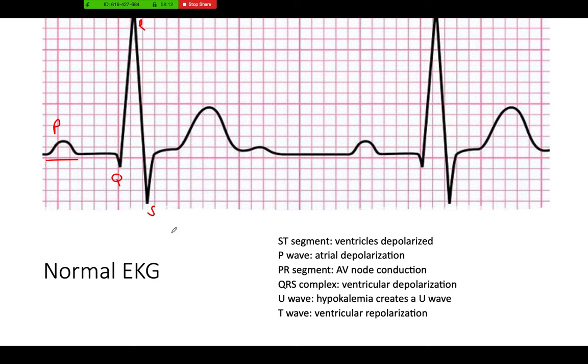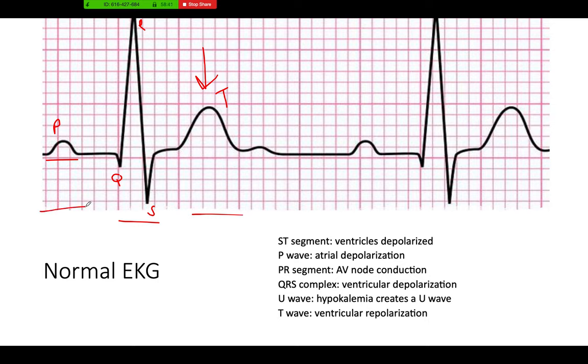They are contracting, they are pumping that blood out of the heart, and we're able to catch that information on our QRS complex. Great. And so what is this last little hump that's sticking out here? Excellent. Yes, our T wave represents ventricular relaxation. Great. So we have ventricular contraction, we have ventricular relaxation, and then we have atrial contraction.